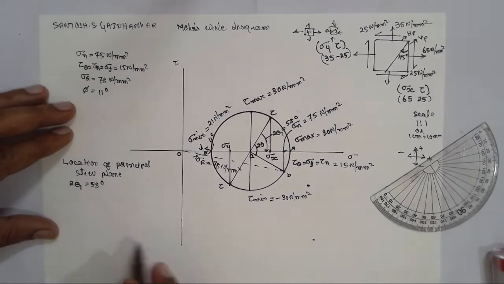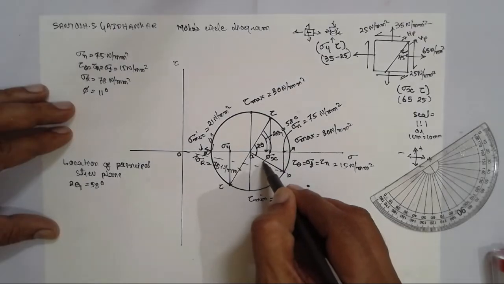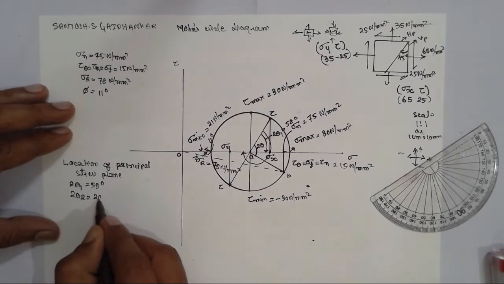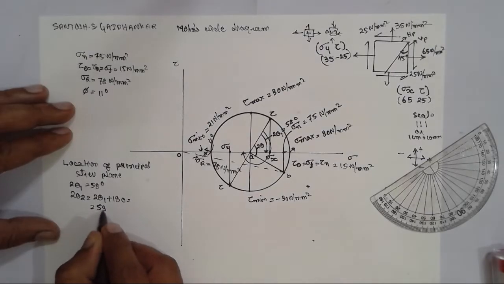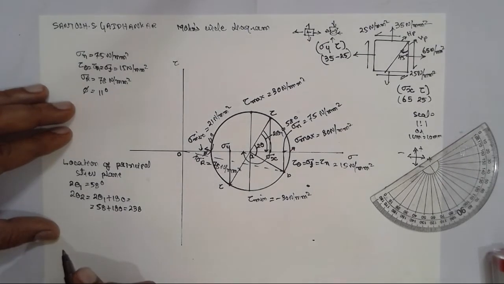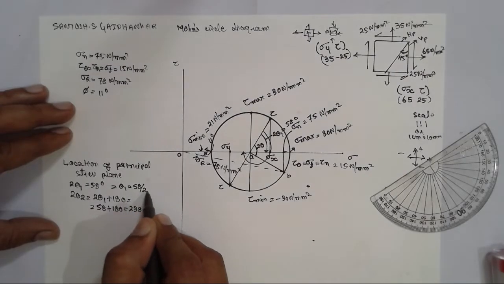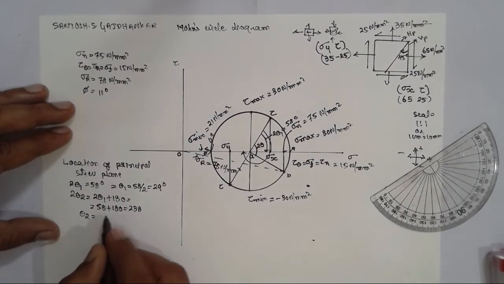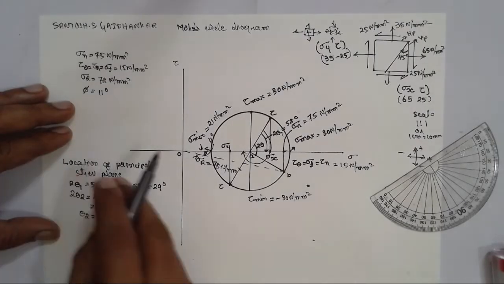Now see the next part. From this line up to sigma next, that means 2 theta 1 plus 180, which is 58 plus 180, which is nothing but 238. Let us find out the theta 1 value. Theta 1 is equal to 58 divided by 2, which is 29 degrees. For theta 2, 238 divided by 2, which is nothing but 119 degrees. This is the location of the principal stress plane.